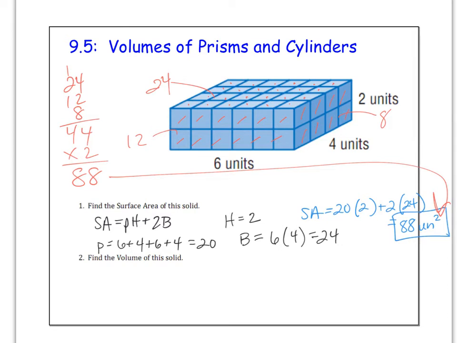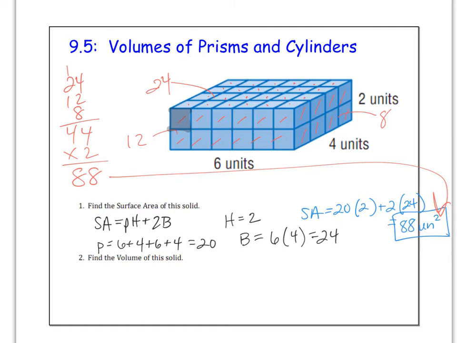Now I want you to think of the shape of these objects. This right here is a square. There are literally 88 squares that cover the surface of this prism. 88 square units. Okay, so keep that in mind.